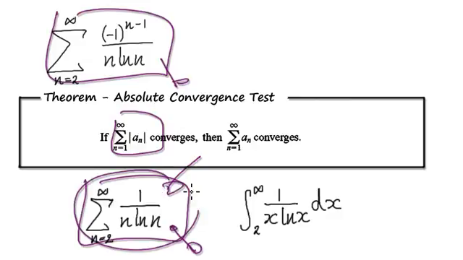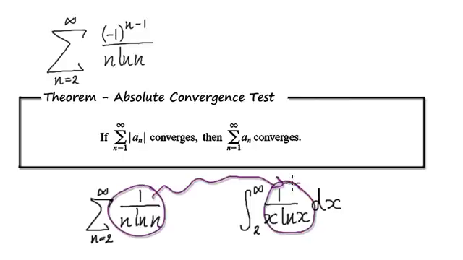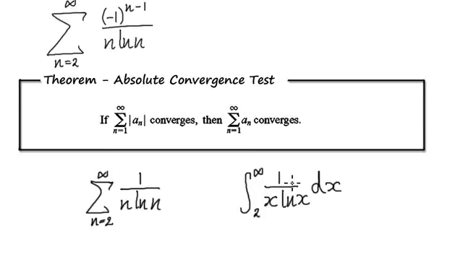But let's see if this thing here will converge. So at the moment, n is discrete, so map a continuous function on top of this. Well, this here is our continuous function. So now integrate this.